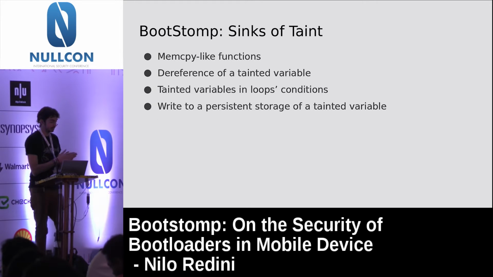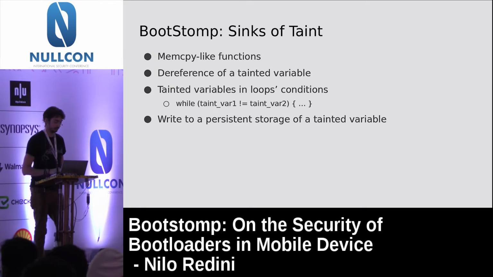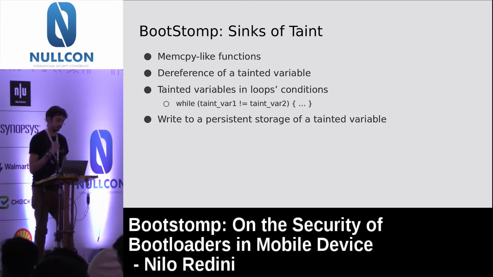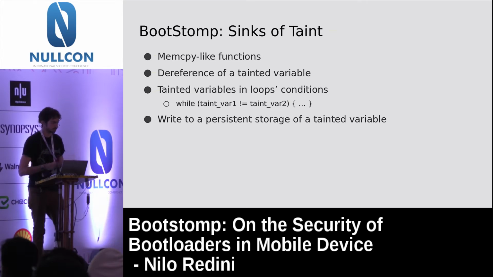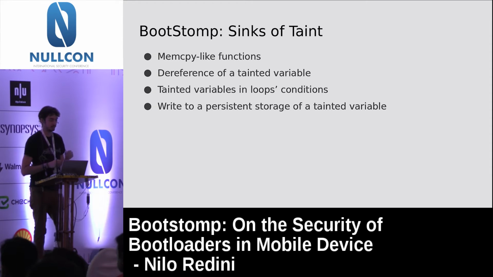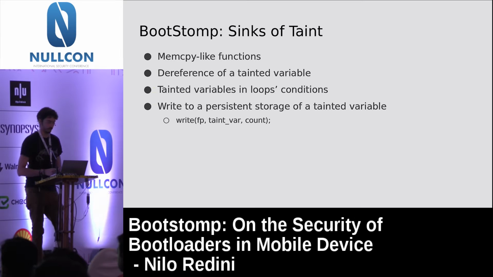We also consider as a sink tainted variables which are used in loop conditions. For example, let's assume that we have this scenario where 2 tainted variables are used in the guard of a loop. In this case, the user could use them to run the loop as many times as she wants. And finally, we consider as a sink of taint each write to persistent storage of a tainted variable, like in this example.